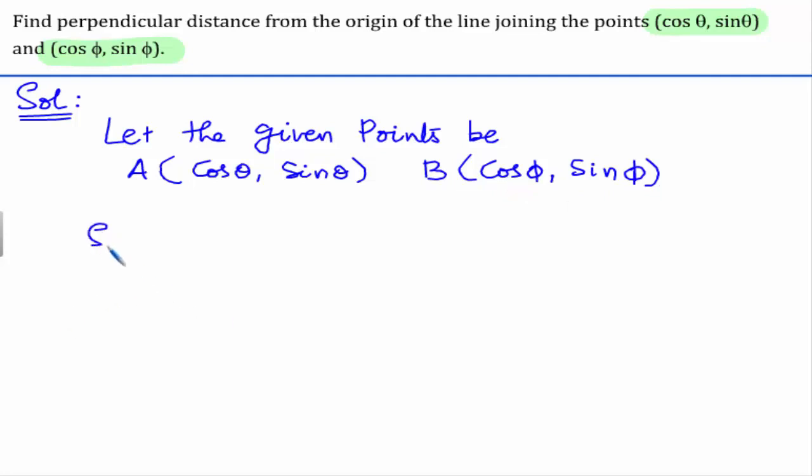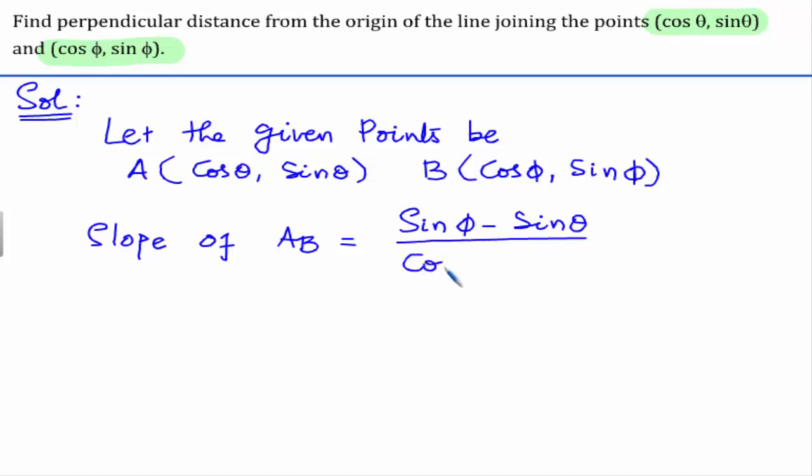Now let us find out the slope of AB. It is (sin phi minus sin theta) by (cos phi minus cos theta). Now let us find out the equation of the line using the slope point form.